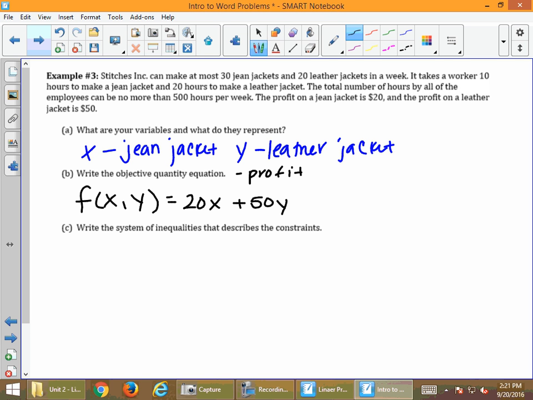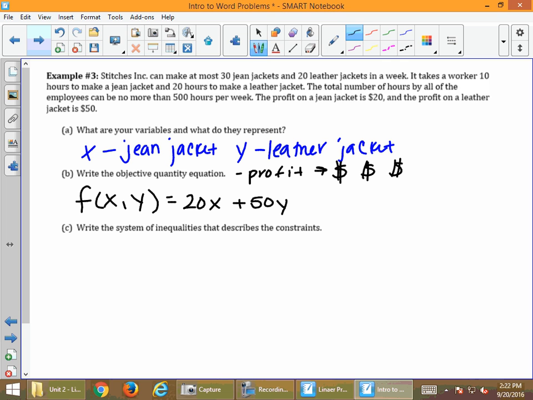Anyone have questions over that part? Look at that equation. Megan? Aren't jean jackets 30? Careful, that's the amount that you make. Profit is talking about money, so that's a good question. That brings up, when saying profit, always look for dollar signs. That's going to help. So where do the hours come in?